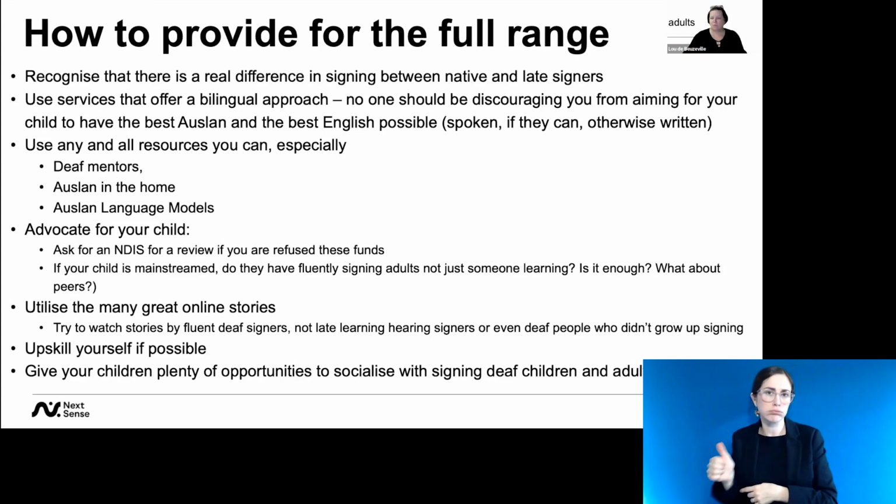So one is just having that recognition. Use services, if they are available where you live, that offer a bilingual approach. If they claim to and you're not offered it, you need to advocate. But basically, no one should be discouraging you from aiming for your child to have the very best Auslan and the very best English possible. The best outcomes come when you give the kids both.